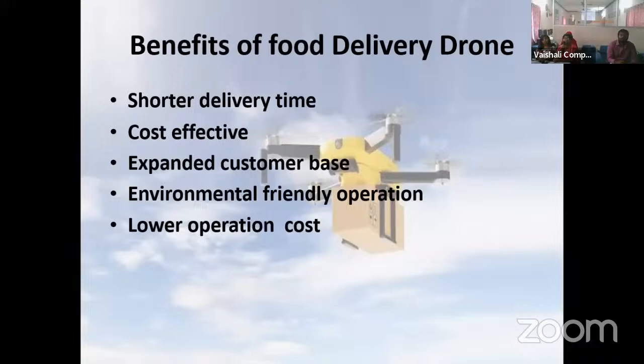Environmentally friendly operation. The drone will help the environment because we don't have any fuel like cars or bikes. Only the drone will be used. Lower operation cost: here we don't have any labor, so it will help lower the operation cost. We don't have to hire any employees. Next slide. In this slide, we will show the video of how the food delivery will help.